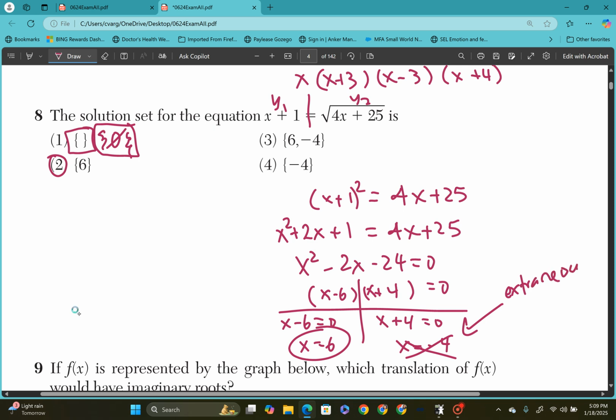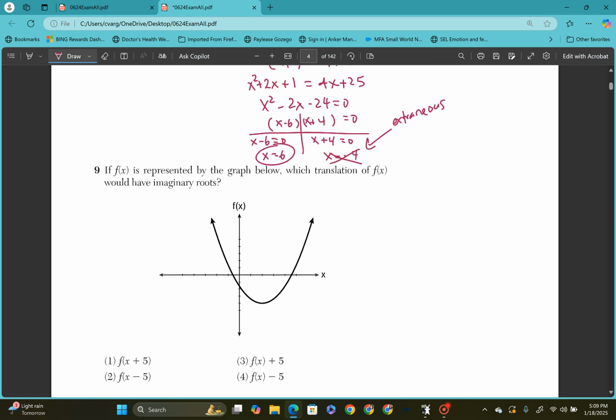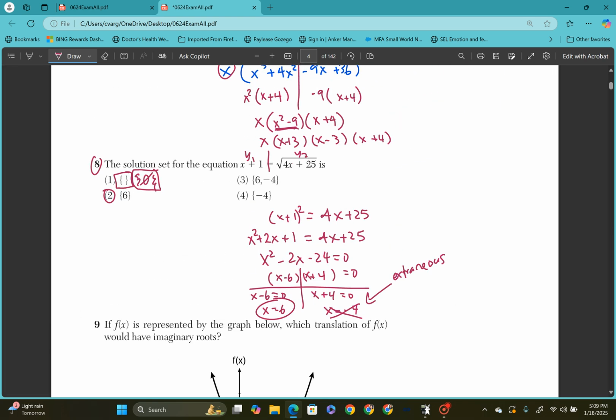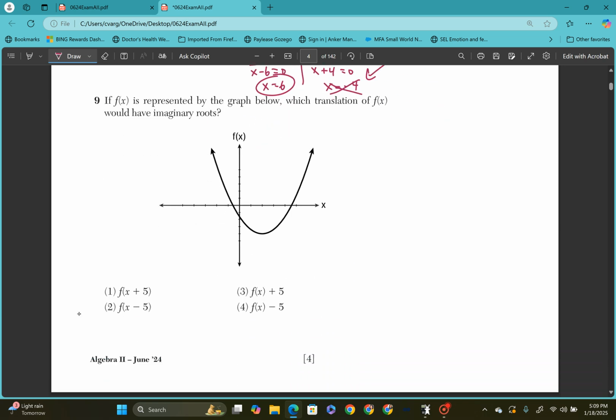Extraneous. That means it's the one that didn't work. All right. So far right now, numbers 1 through 8, we could definitely do. Number 9 is an Algebra 1 question. I'm going to just show you what this means.